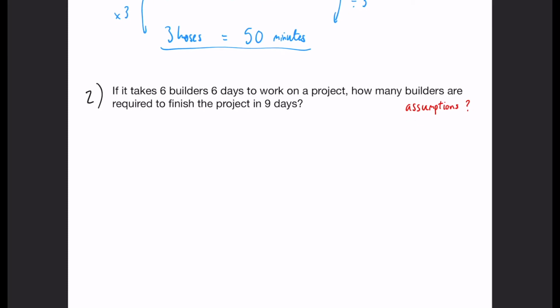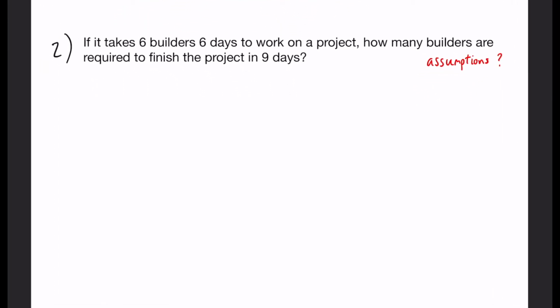Okay, question 2. If it takes 6 builders 6 days to work on a project, how many builders are required to finish the project in 9 days? So 6 builders equals 6 days. Again, think about your answer beforehand. 9 days, the project will take longer. That means there must be less builders. So your answer should be less than 6.